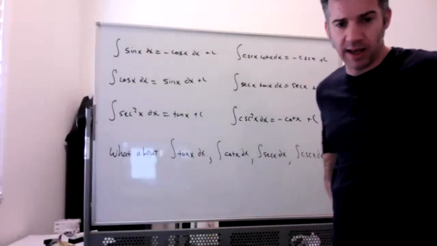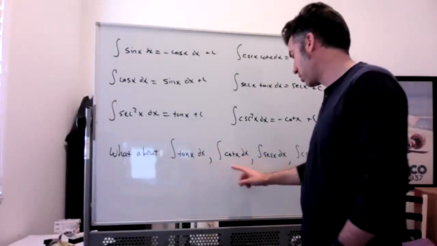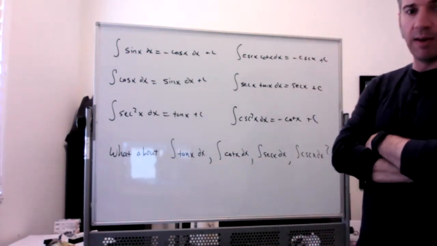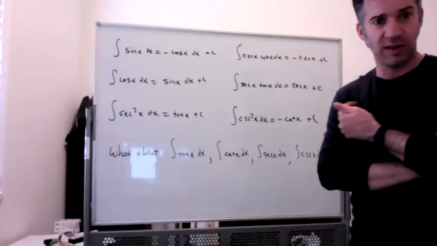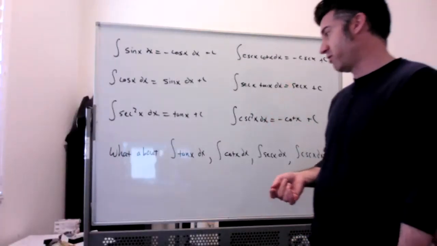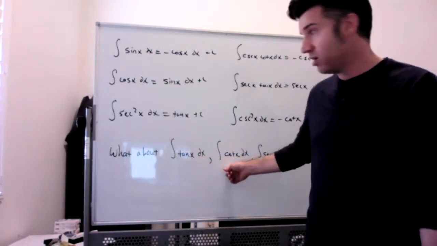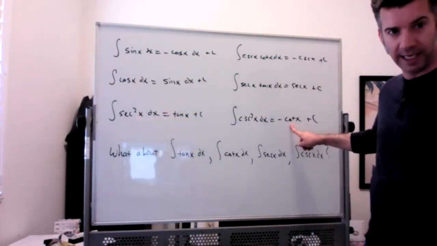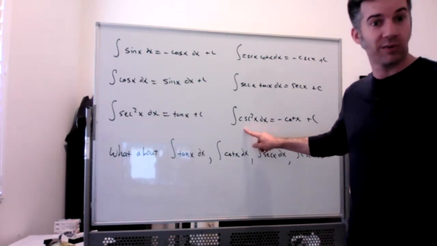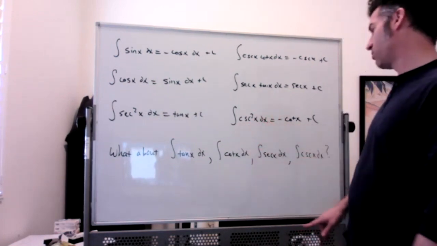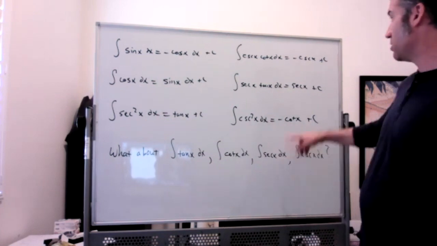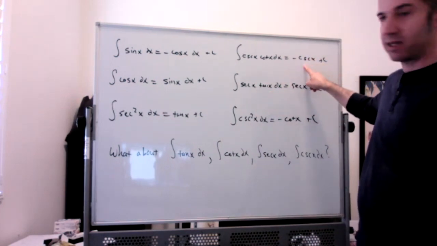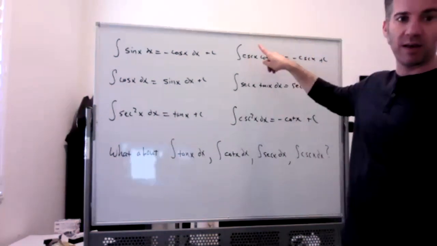Okay, let's quickly talk about the last 4 trig integrals, which are the integral of tangent x, cotangent x, secant x, and cosecant x. And here's the nice thing. I know I erased the derivatives, but we still have the antiderivatives. Just like the derivatives of tangent and cotangent are very similar, the derivative of tangent is secant squared x, the derivative of cotangent is negative cosecant squared x. The same works for secant and cosecant. The derivative of secant of x is secant of x times tangent of x. The derivative of cosecant of x is negative cosecant of x times cotangent of x.